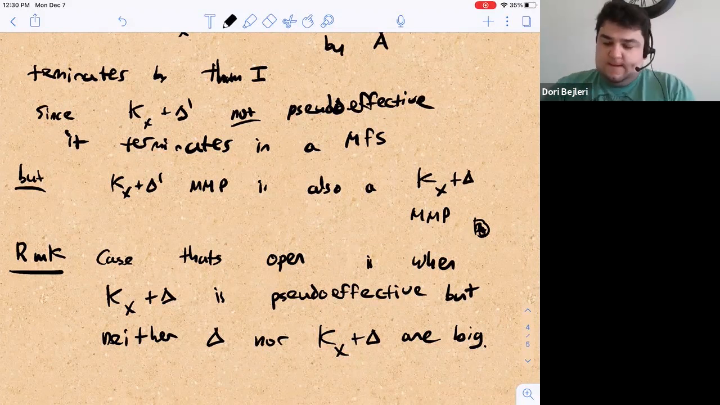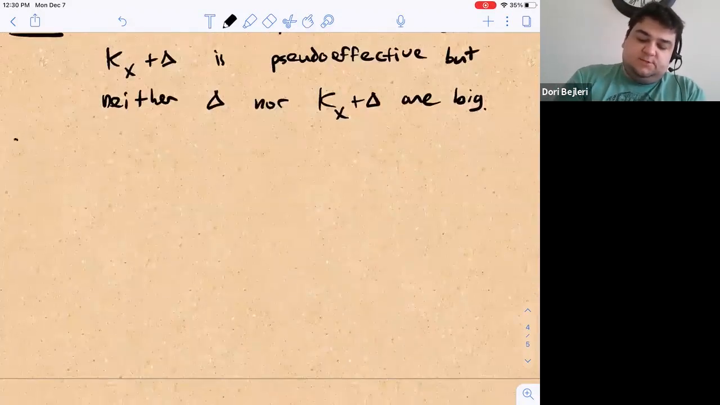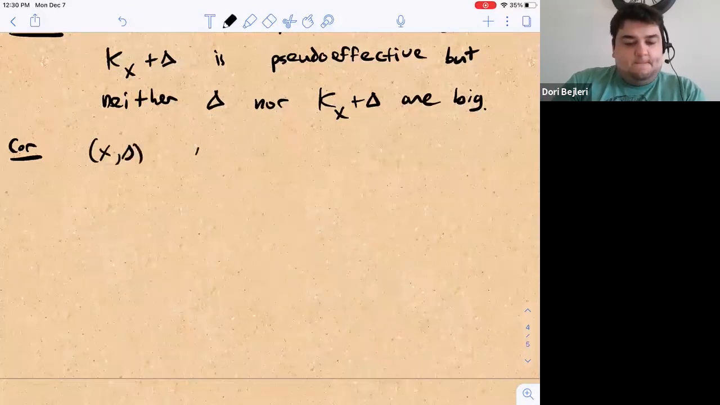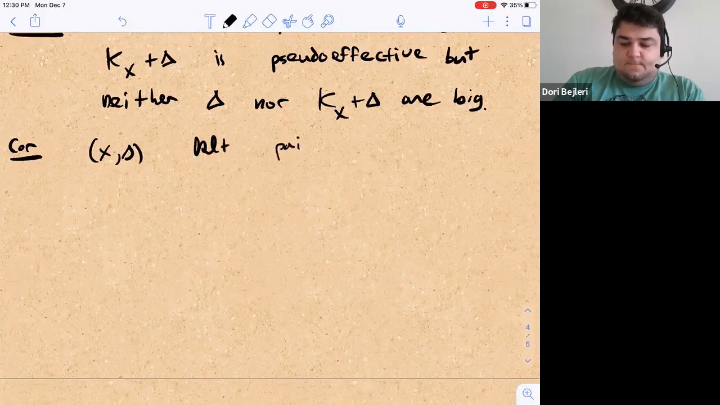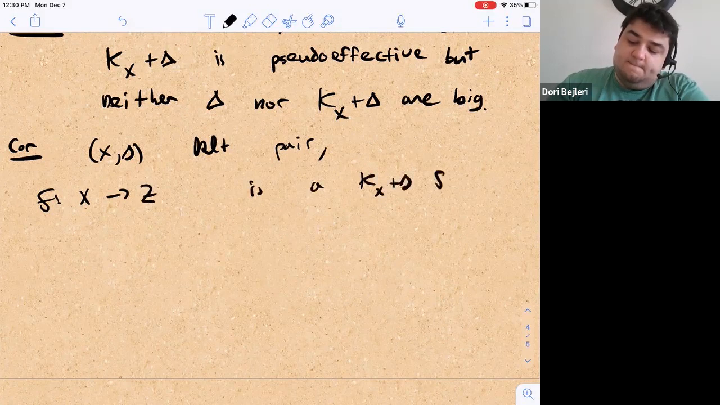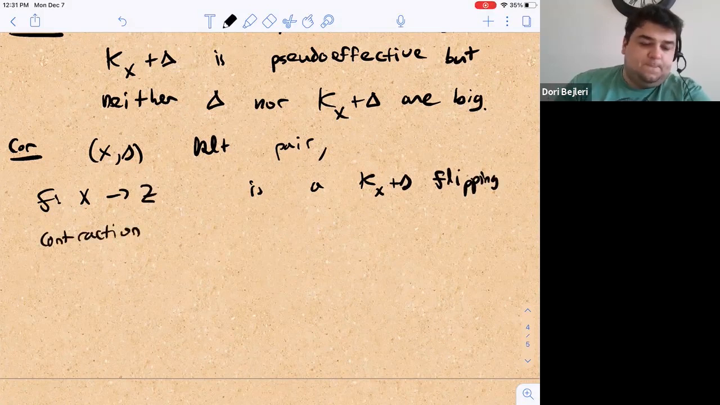Okay, so one more important corollary to birational geometry. Let's say we have a KLT pair (X, delta), and f from X to Z is a K_X plus delta flipping contraction. Then the flip exists.